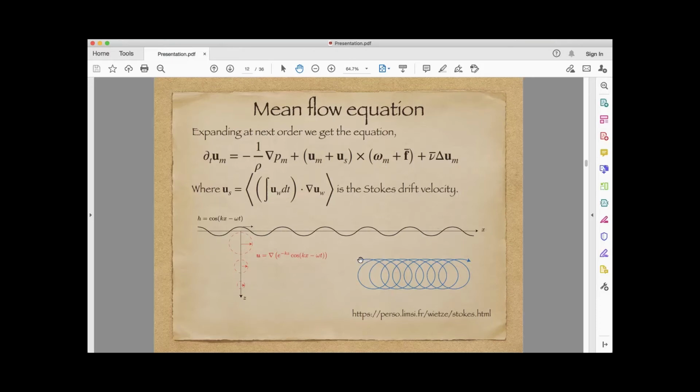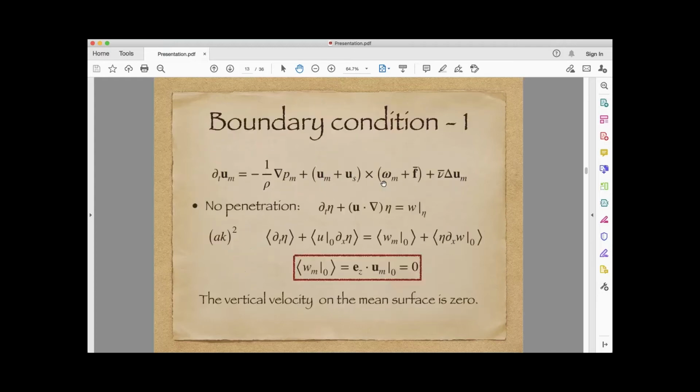This average drift is what is captured by this US term, which is what is called the Stokes drift velocity. So this is the evolution equation for the mean flow, and it's very similar to the Navier-Stokes equation in the rotating frame, except that you have this plus US term here, which modifies everything, as we'll see next. Another thing that one should not forget is the effect of boundary conditions.